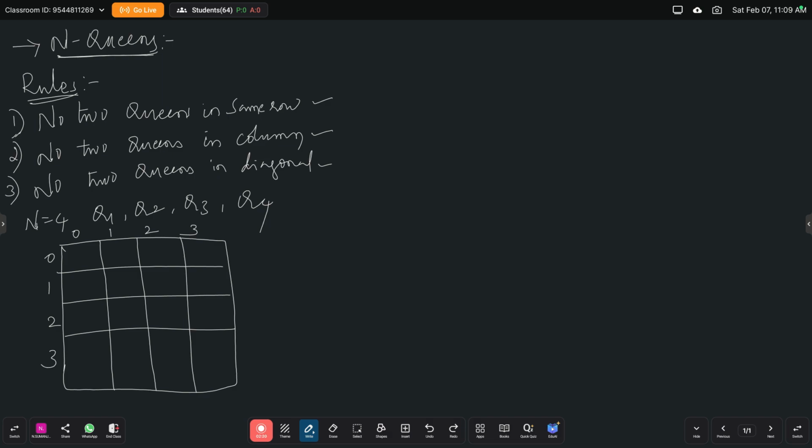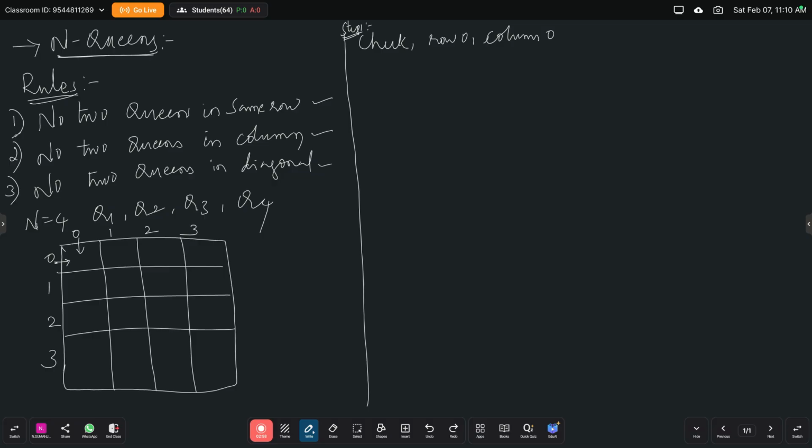Now our goal is to place 4 queens in a 4 into 4 chessboard. To place a queen, first we have to find out whether the place is safe or not. Now we are starting with the first position, means 0th row and 0th column. So we have to check whether that place is safe or not. This is step 1. In step 1 we check whether the first place, row 0 and column 0, is safe or not.